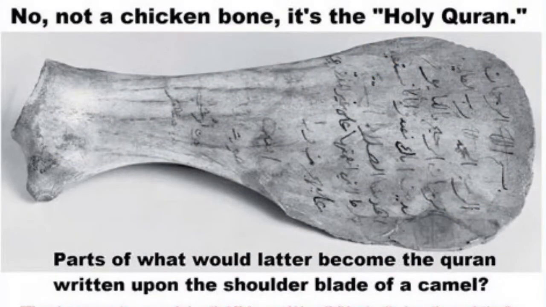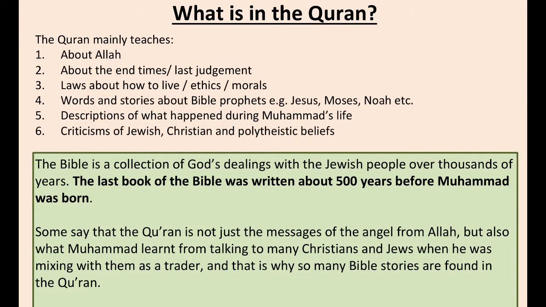I put this slide in here to show you that the first bits where the Quran was recorded were on bones, bits of wood, anything Muhammad's close companions could find to write it on. Paper wasn't very common then, so you'd have shoulder blades of animals, leaves, all sorts of things the Quran would be written upon. So what is it?